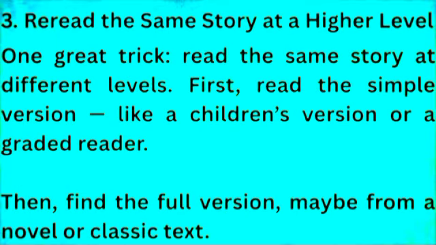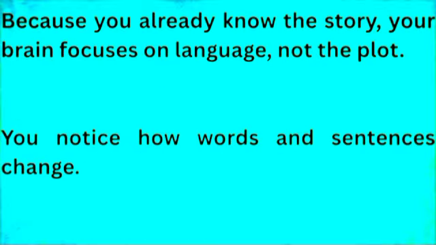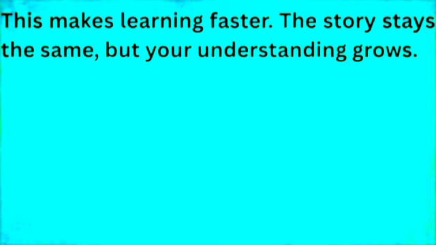3. Reread the same story at a higher level. One great trick. Read the same story at different levels. First, read the simple version, like a children's version or a graded reader. Then, find the full version, maybe from a novel or classic text. Because you already know the story, your brain focuses on language, not the plot. You notice how words and sentences change. This makes learning faster. The story stays the same, but your understanding grows.